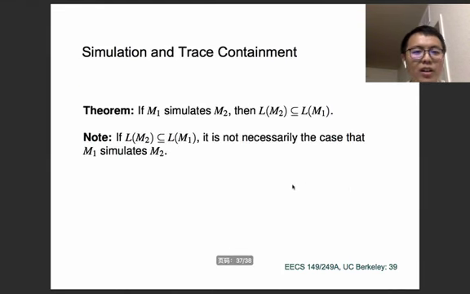And also, here is simulation and the trace containment theorem. If M1 simulates M2, then the language of M2 is a subset, which also means less than or equal to the language of M1. But the reverse is not true. If language M2 is equal to or less than language M1, it does not necessarily mean that M1 simulates M2.